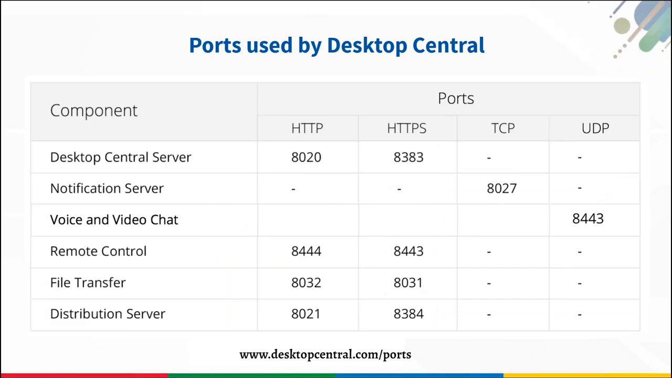So here are the ports used by Desktop Central. We recommend you to open the required ports to manage the machines effectively. For example, voice and video chat is one of the features associated with Desktop Central, which works on the UDP port, which is 8443. And agent-server communication happens on 8020. If you want that to happen in a secure manner, it will happen on 8383. And agent-to-server notification will happen on 8027. To know more about the ports, you can visit this URL below, desktopcentral.com/ports.